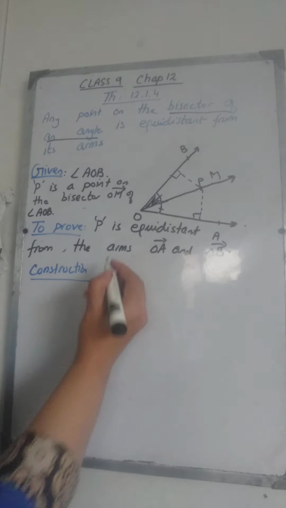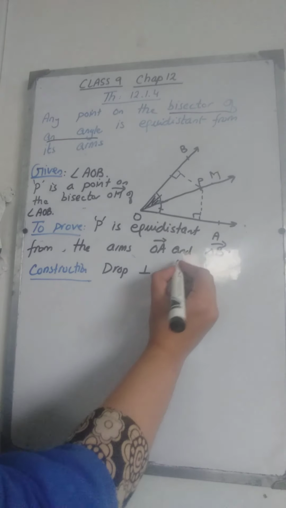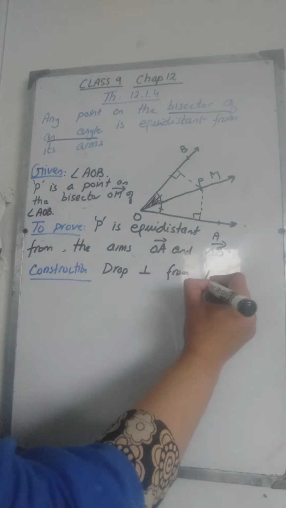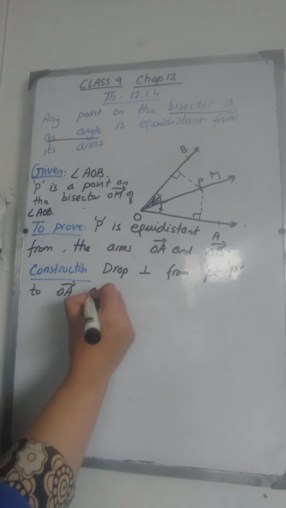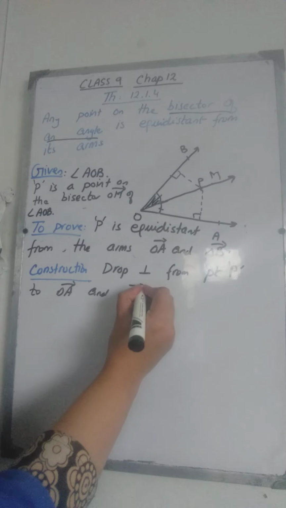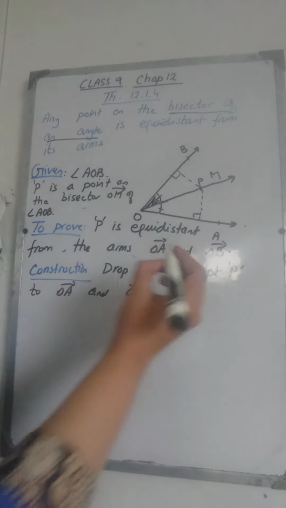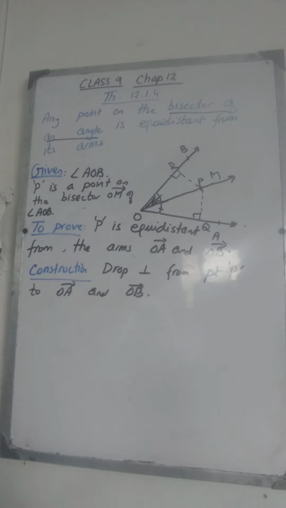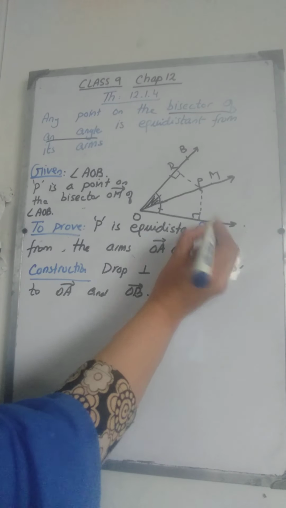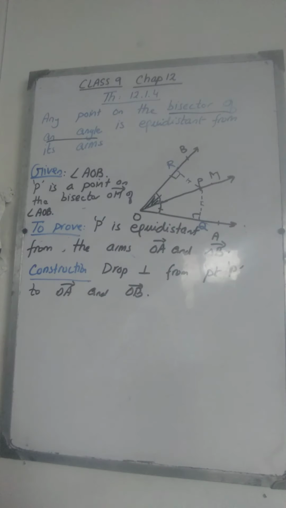In construction, drop perpendiculars, this is the symbol of perpendicular, from point P to OA and OB. It means we will have this angle. Let me name this Q, and this will be point R. This will be point Q and this will be point R. So we need to prove that these two are also congruent.